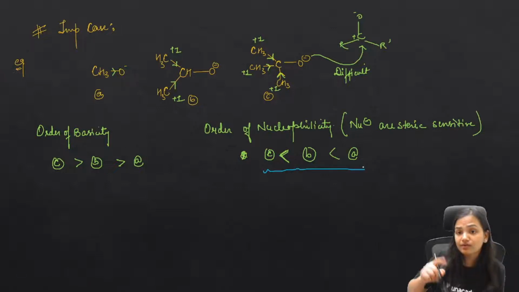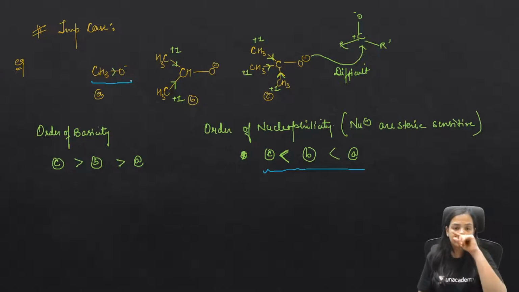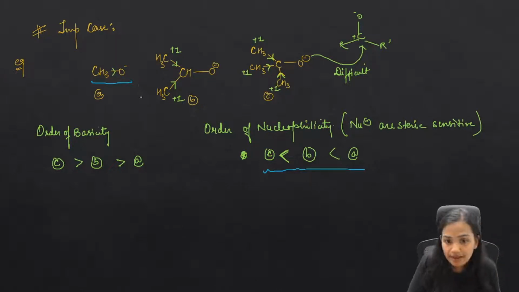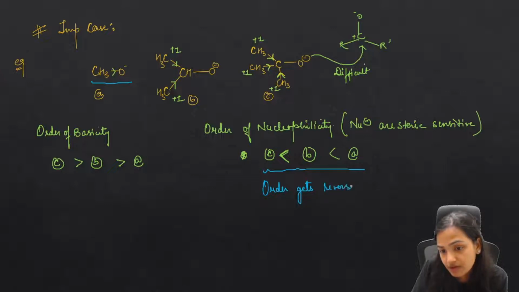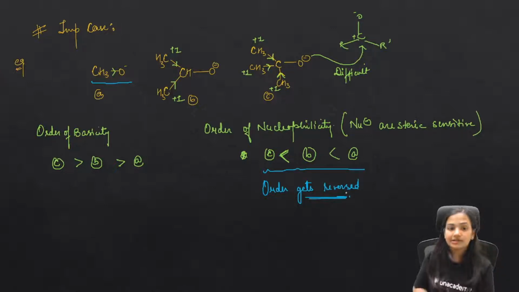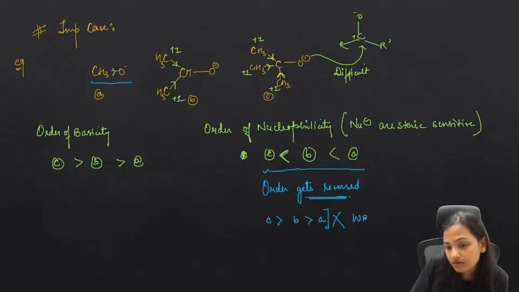If you have to attack over any of the carbonyl carbon, then please don't attack with such a species which is very bulky. Do the attack with this methoxide. Here you people fail in the paper when you have to think of such a thing. So here the order got reversed. Got it? You will expect that the order of nucleophilicity should also be C greater than B greater than A, but no, this is wrong, and this is correct.